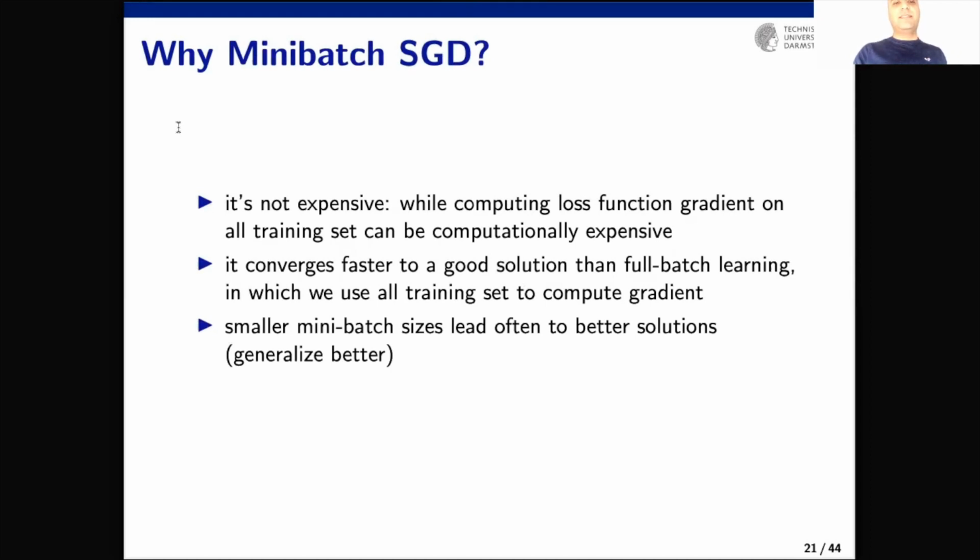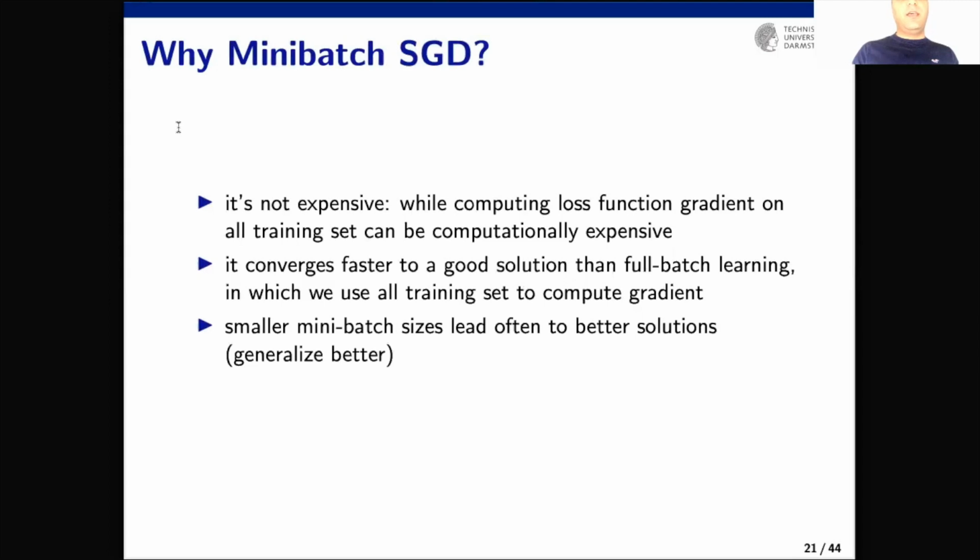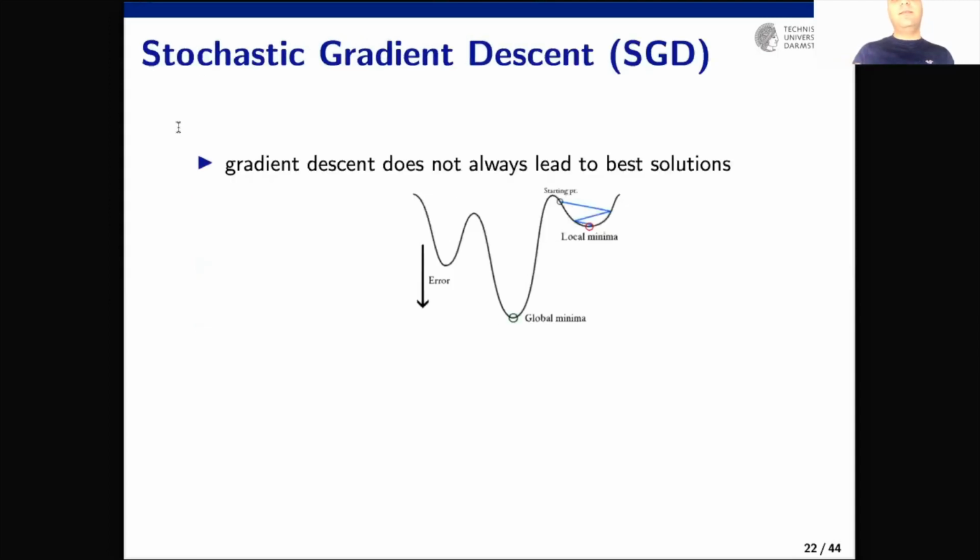And what should be the mini batch size? The point is that there is no rule for that. It is a hyperparameter. A smaller mini batch size often leads to a better solution or generalizes better. But okay, good. SGD works fine, but as with any other numerical solution, it does not guarantee that you get to the global minimum or the global optimum. Let me explain that.